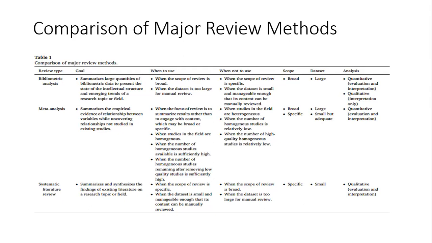Then you go to the other one, which is a systematic literature review, which summarizes and synthesizes the findings of existing literature on a research topic. So this one, as I said earlier on, is a qualitative method which requires you to synthesize findings. You are summarizing the findings, and then you synthesize those findings of existing literature from a particular field or research topic. So after this lecture, you can look at meta-analysis and try to do it, but I'm going to focus more on bibliometric analysis.